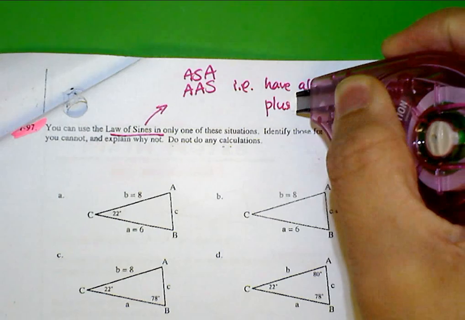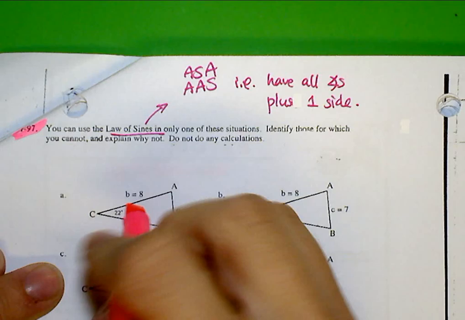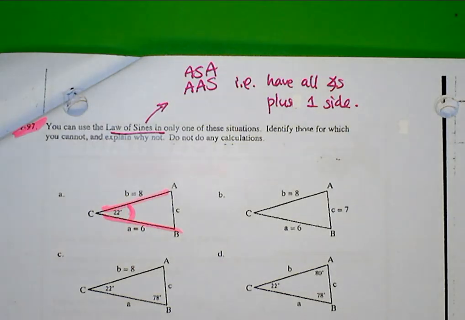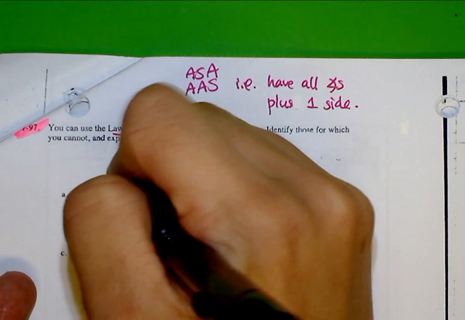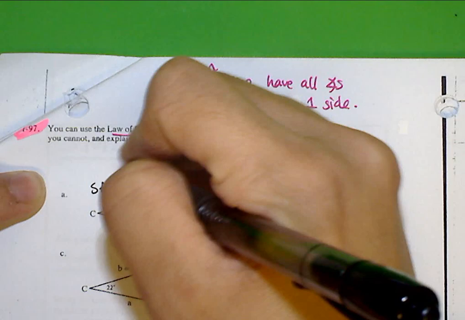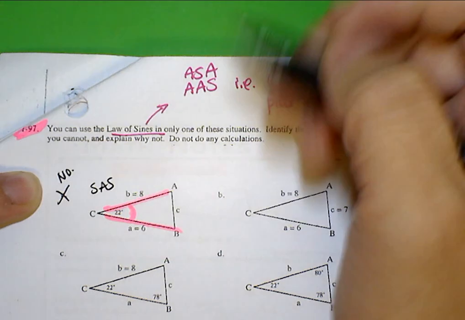Let's look at this one. We know this side, we know this side, and we know the angle in between. So this is side-angle-side. Can we use the law of sines? No. Let's try, and see why we can't do it.